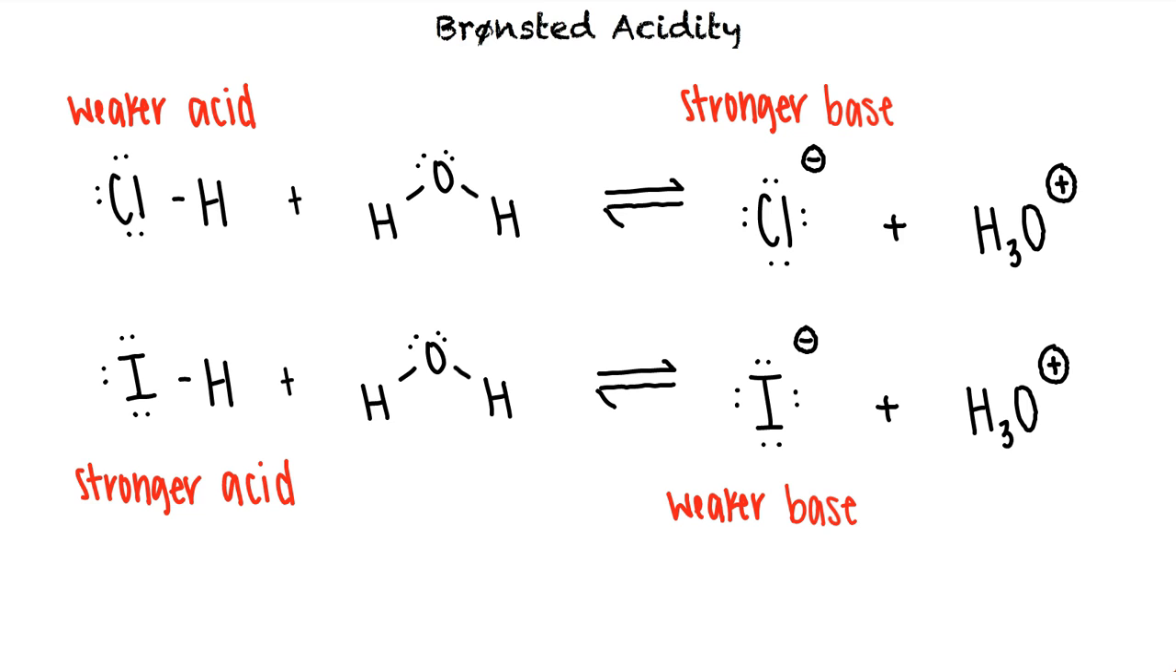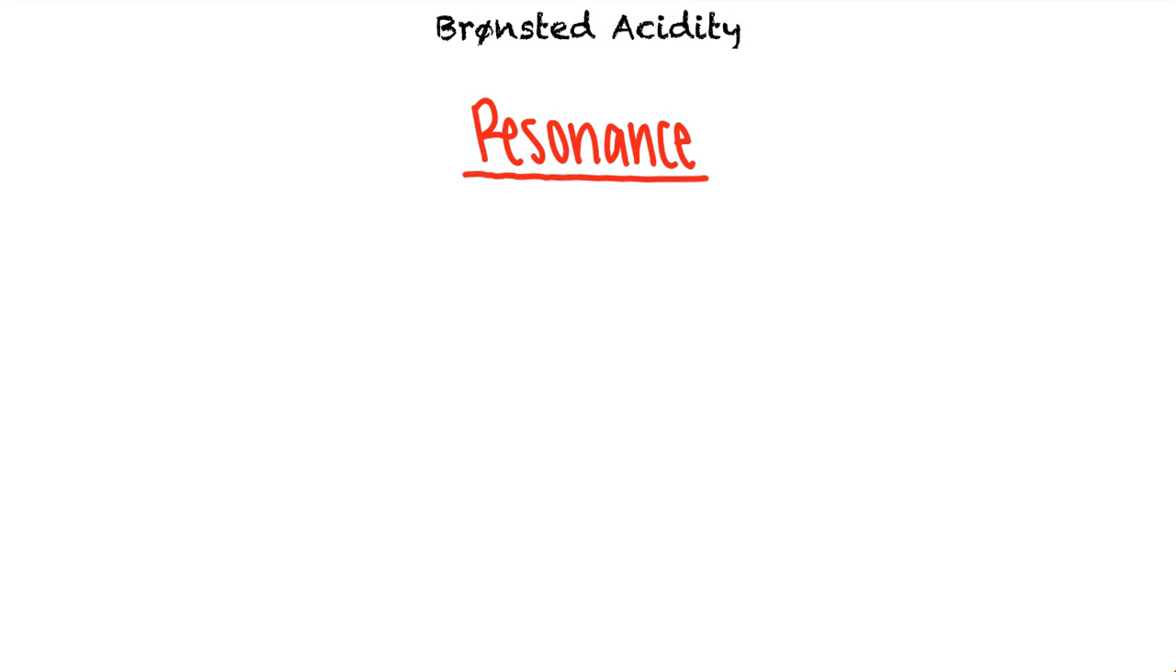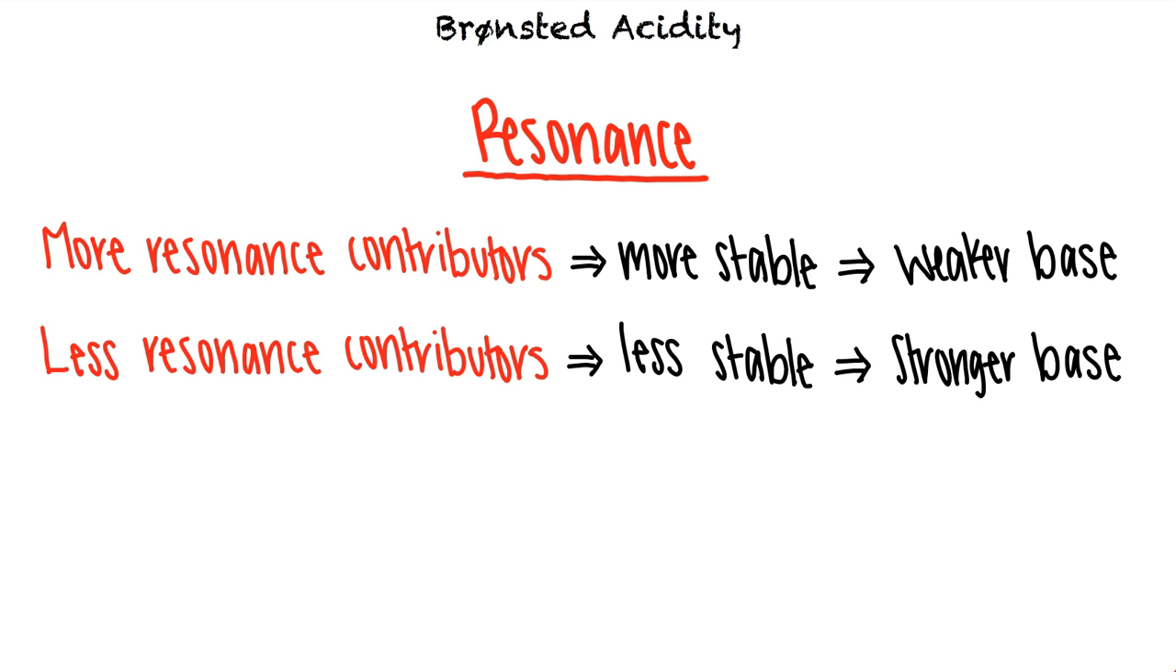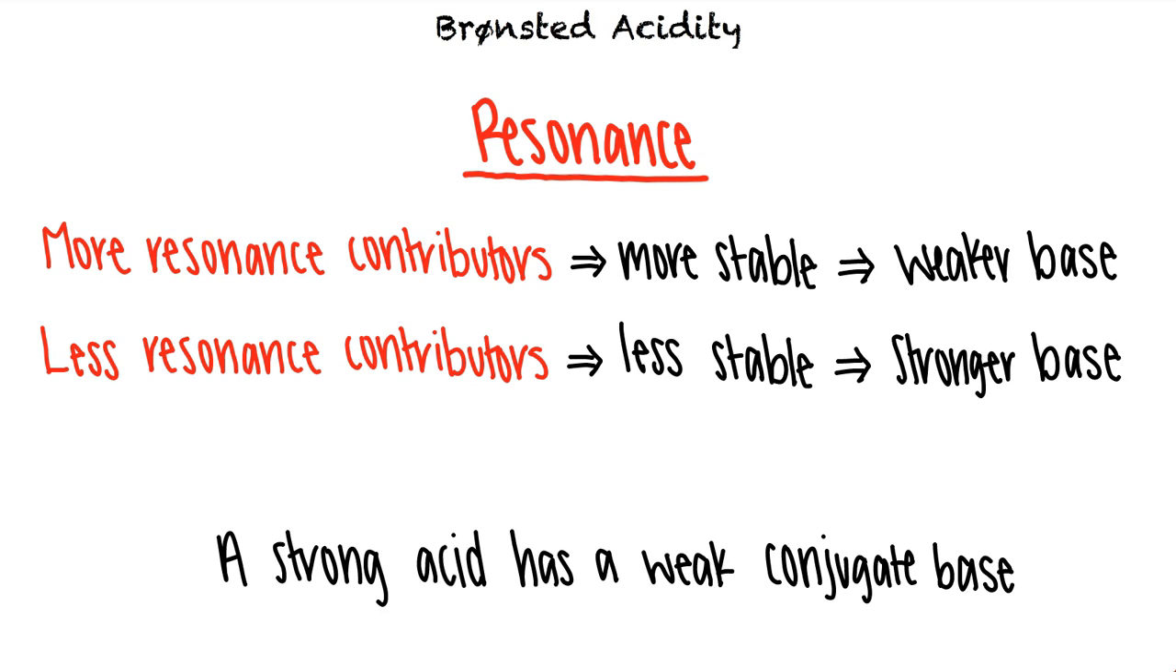One factor is resonance. If a conjugate base is resonance stabilized, it's weaker than a base that has no resonance contributors, because resonance decreases the energy of electrons. This makes the base more stable and less reactive. Stabilization by resonance in the conjugate base is typically the dominating factor when looking at acid and base strength. A more stable or weaker conjugate base corresponds to a stronger acid. This means that the stronger acid has the conjugate base with the lower energy electrons.